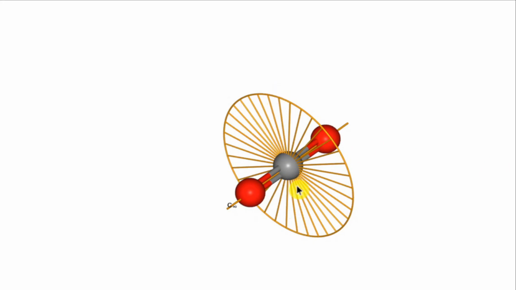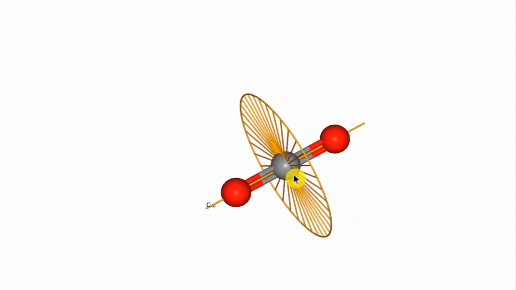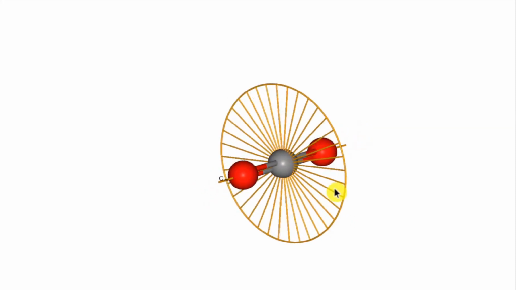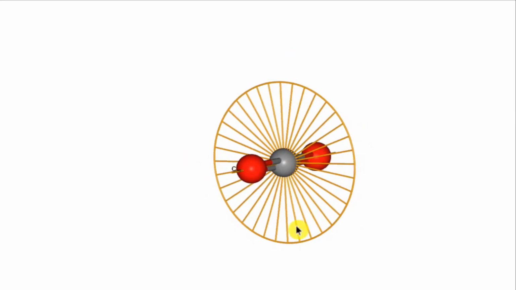So carbon dioxide possesses two kinds of axes of symmetry. One is the C infinity axis, and the other is an infinite number of C2 axes perpendicular to this C infinity axis. So this shows an infinite number of C2 axes. Each is a C2 axis that is perpendicular to the Cn axis, and you can have as many as an infinite number of these C2 axes perpendicular to the C infinity axis.